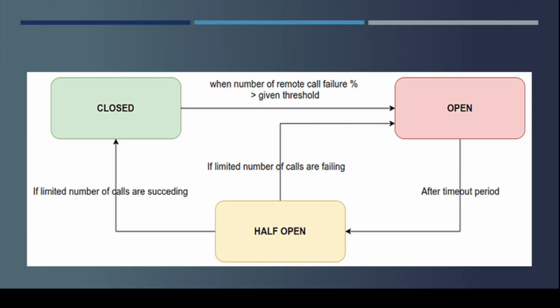If you see the diagram here, the closed status is green, meaning we are getting responses in a perfect manner. But when the failure percentage of remote calls, which we give in a property file, is greater than the given threshold, our circuit breaker is open, which means it will not communicate further. After some timeout period, the state automatically becomes half open. If the limited number of calls fail, it goes to the open state again. But if the limited number of calls succeed, it goes back to the closed state, meaning our communication will happen smoothly.